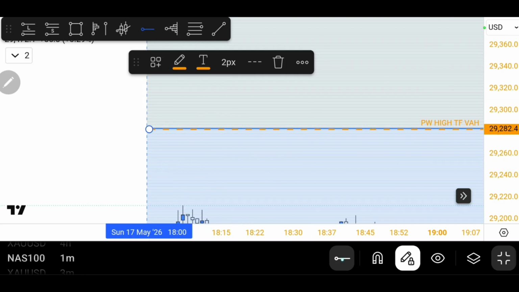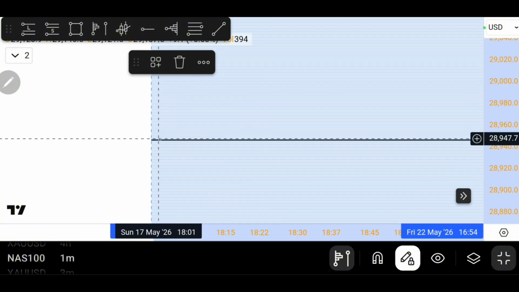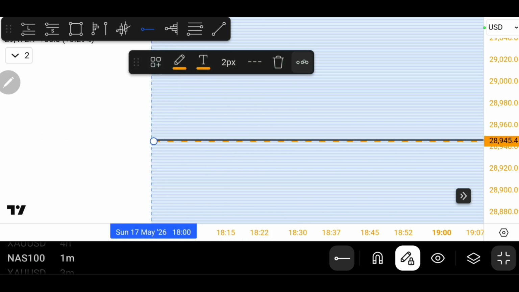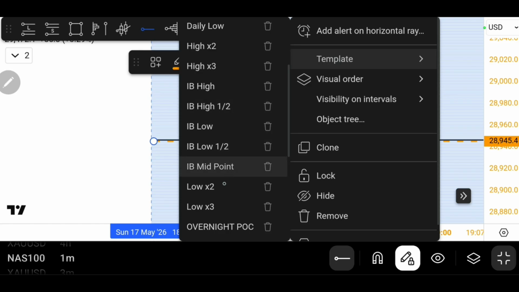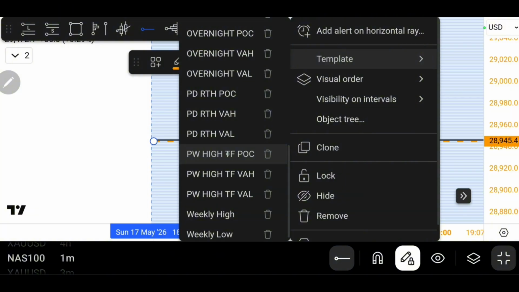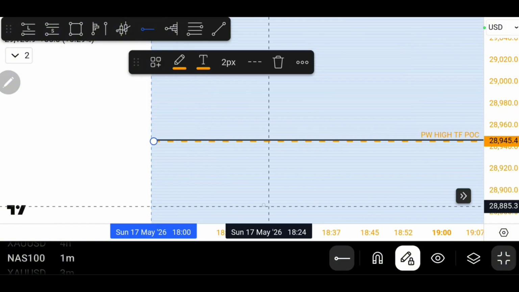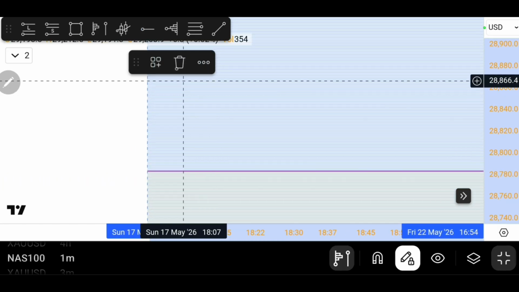Got that there. So find the POC, point of control, which is a black line. I'll show you my settings in other videos I'm going to make later on. This will be the best guide for you, okay? So go for overnight, previous week, and then we'll have the low.